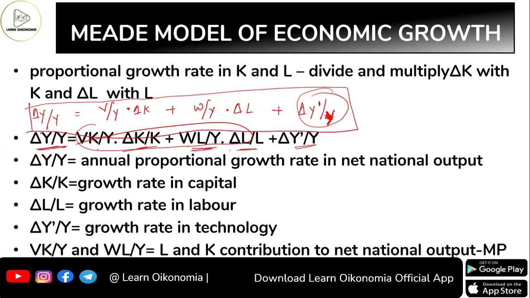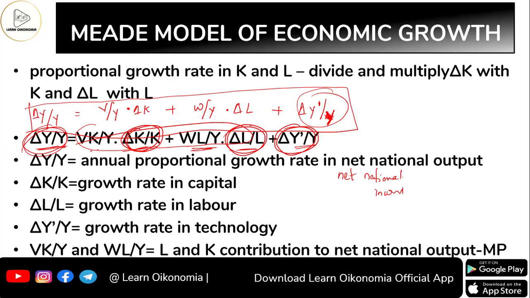Now, in this equation, delta Y by Y shows the proportional growth rate in your net national output or net national income. This delta K by K shows growth rate in capital and delta L by L shows growth rate in labor, and delta Y dash by Y shows growth rate in technology.